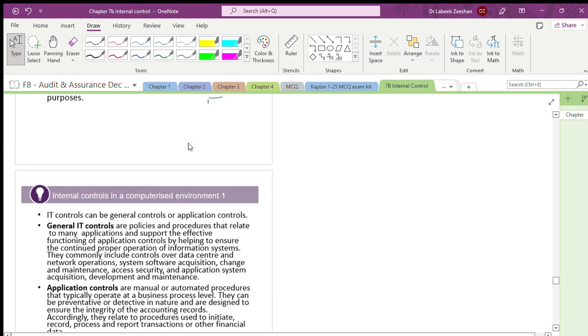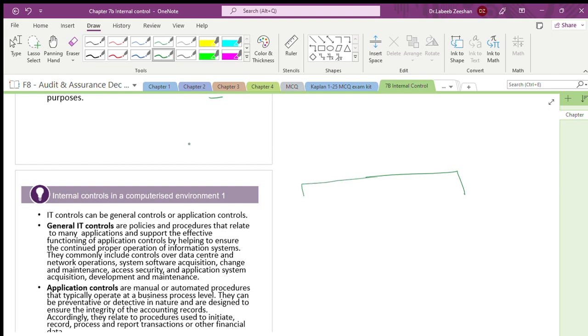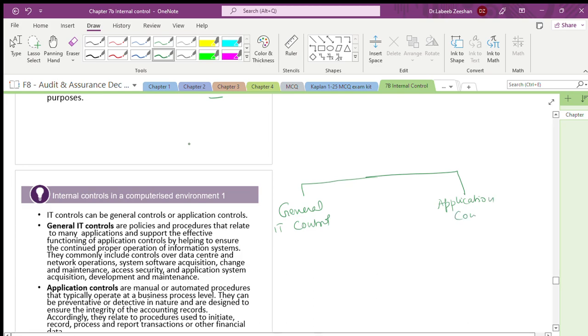Now coming to this, what are the different types of controls? When we talk about different types of controls, we have to divide them. They are dividing them into general IT controls and application controls. Application controls are related to financial statements. It is related to financial control.